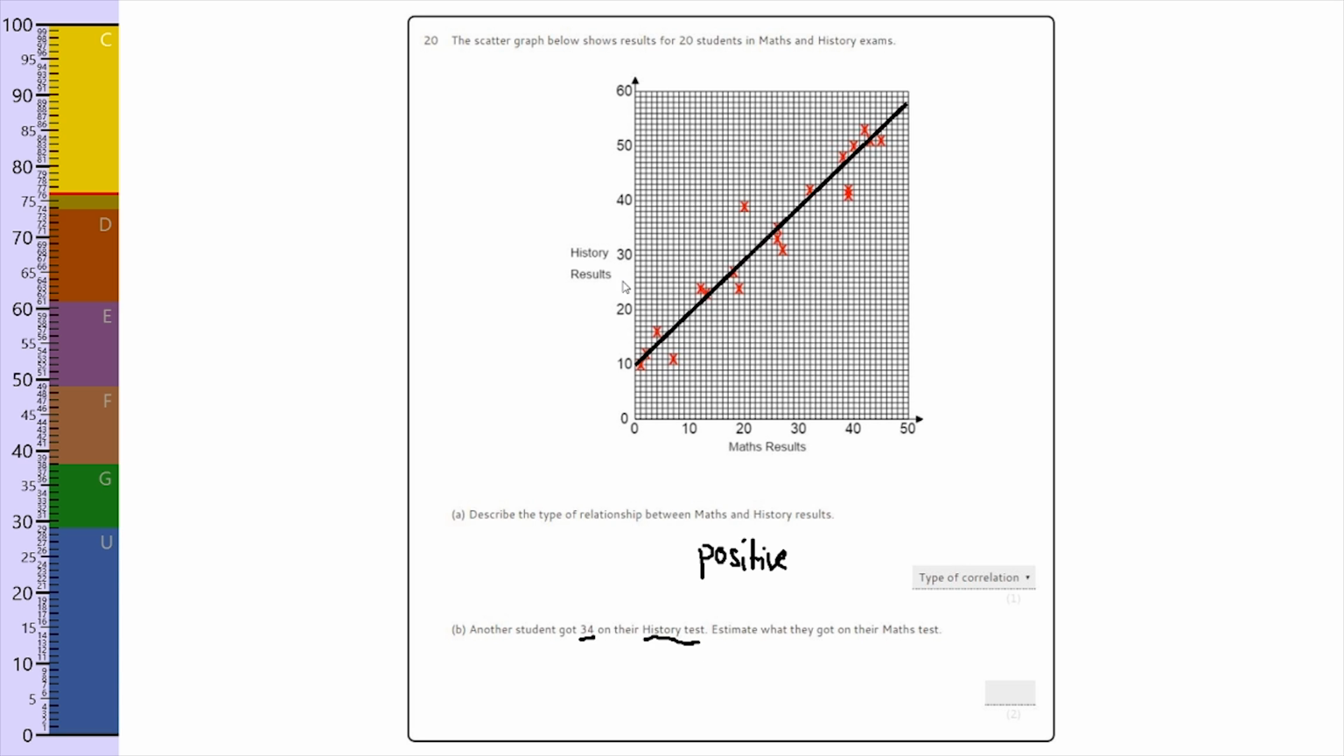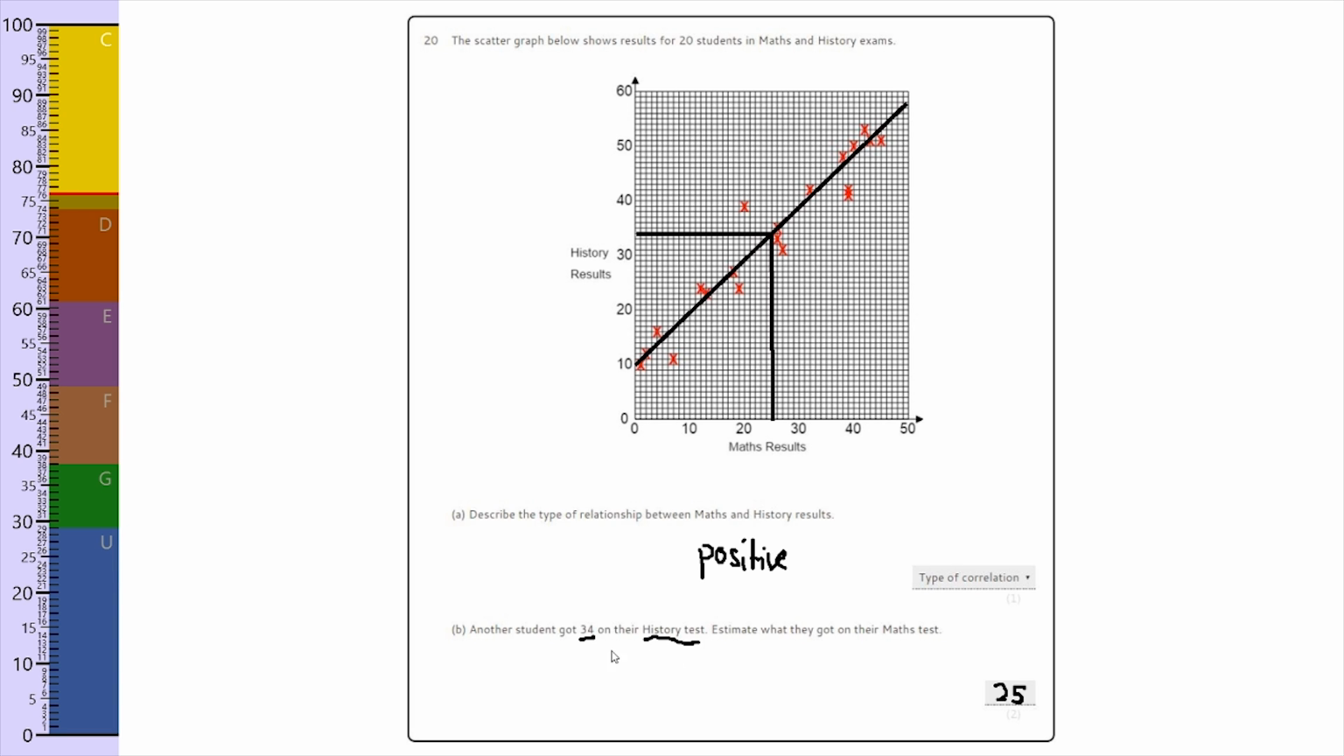So let's have a look at where history is. And history is here. And 34 would be 1, 2, 3, 4, roughly there. Let's draw a line across from there. And a line down to read off what he was likely to get on his maths test. There we go. And looking at that, it's 1, 2, 3, 4, 5. I'm using quite a thick pen here, so I'm not going to get the most accurate scattergraph in the world.